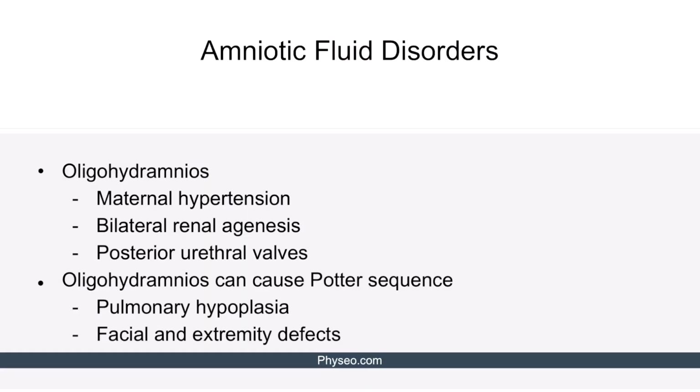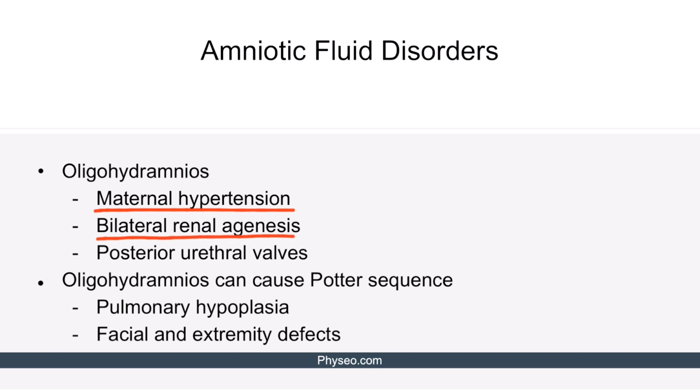Shifting gears here, let's talk about oligohydramnios. So maternal hypertension, either pre-existing or starting at gestation, can cause oligohydramnios. So the idea here is that less fluid or blood is being transferred from the mother to the fetus. So that means that the fetus will actually put out less urine. So there will be less fluid in the amniotic sac.